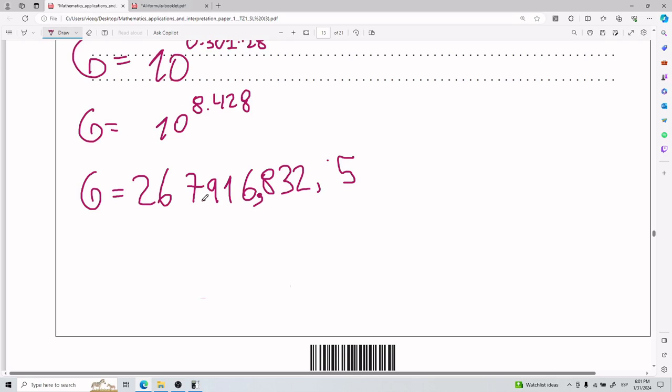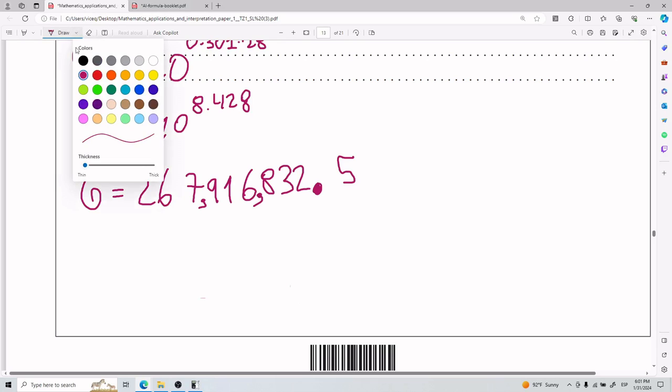Wait, these are commas. Sorry, I'm kind of used to doing it in the other version. So this is my number. It's a nasty number, it's super long, and you probably don't know what to do with it. So when you use scientific notation, it's a nice way for this number to look prettier, and a way to define it better.